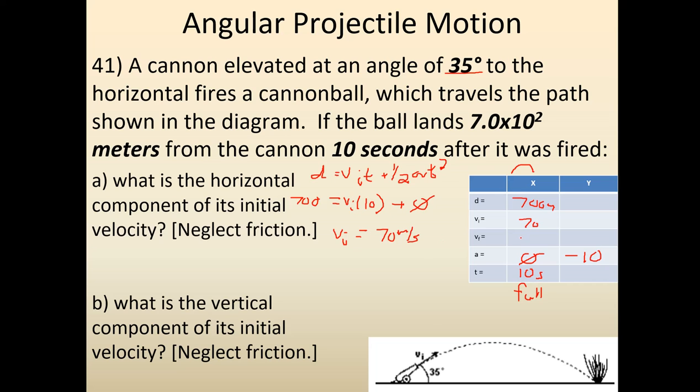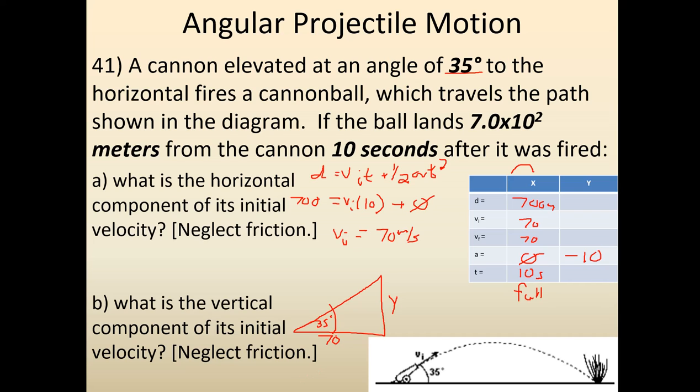So I could plug that into here. And that's it. Now here, they want the vertical component of the initial velocity. There's a few ways I could go about doing it. I think the easiest thing is just to make a triangle. So the 70 is this number right here. And I don't know what this number is, but that's what I'm looking for. I also know that this angle is 35 degrees.